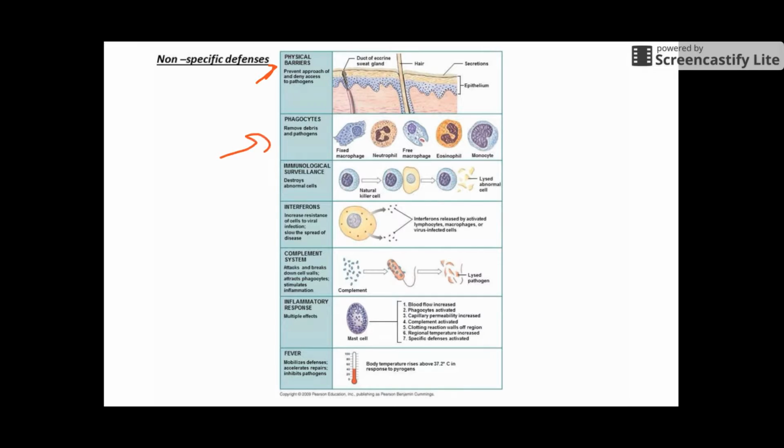Then you have the general phagocytes, so macrophages and neutrophils and all sorts of different cells, and their job is to swallow up anything that has weird antigens on it. That includes sometimes cancerous cells.